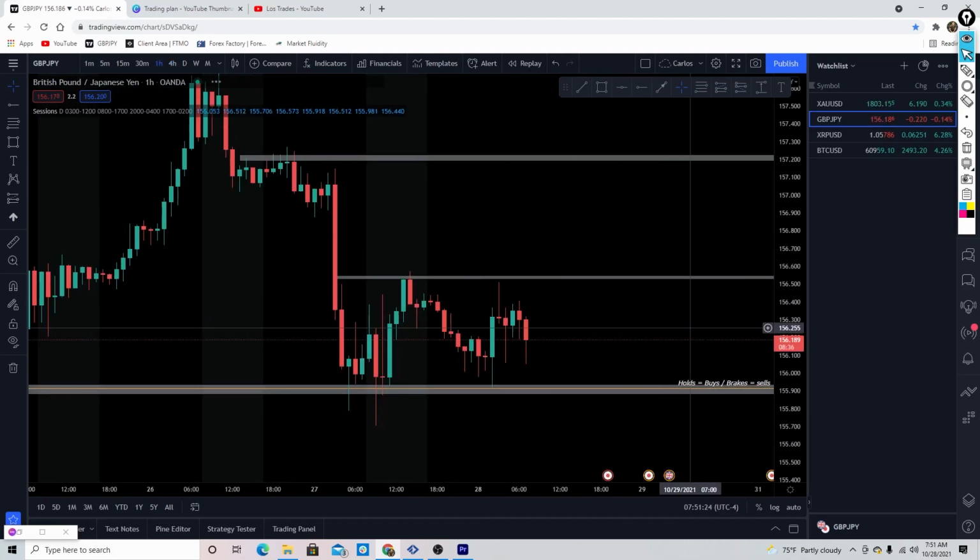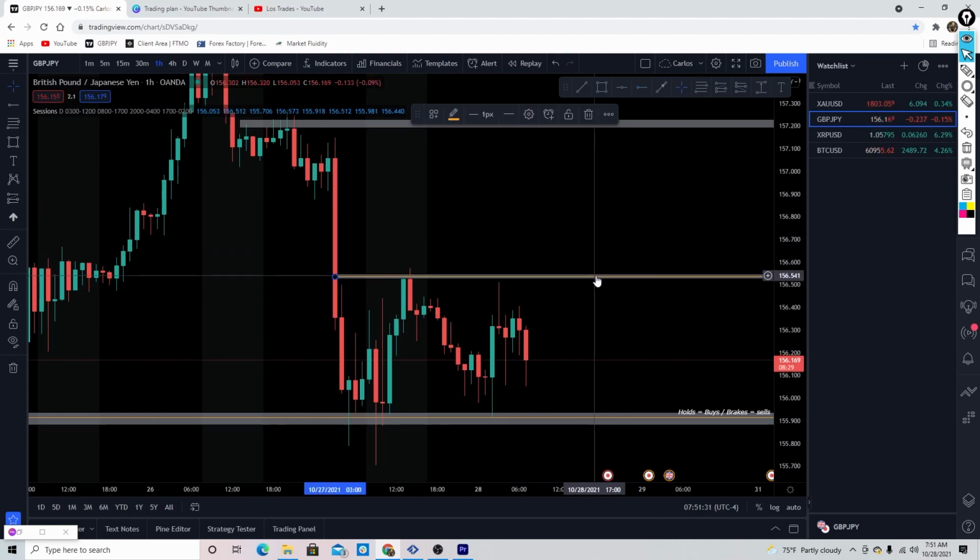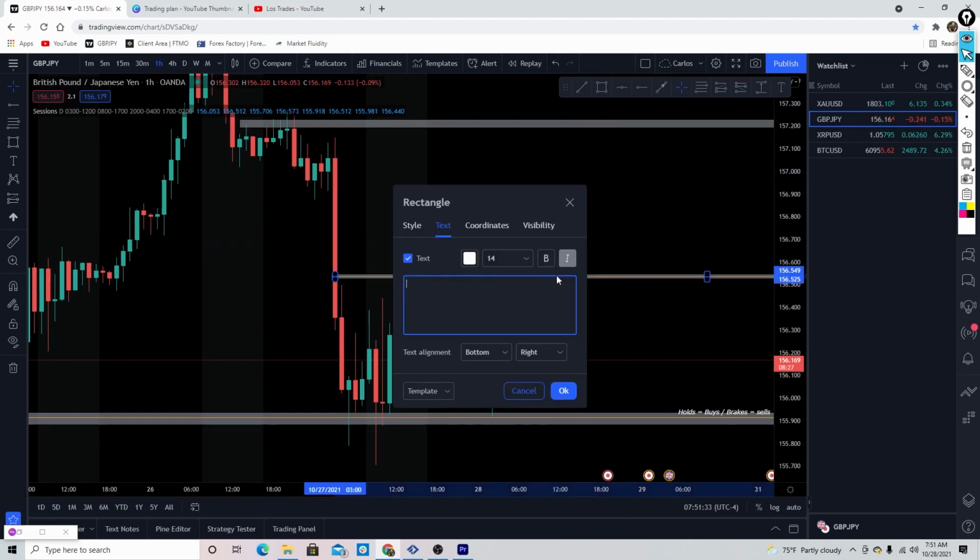So if I'm looking at the 1 hour, I'm looking for a trade. I'm definitely going to take buys, potential buys above this 156.500 area. So let's mark that down.